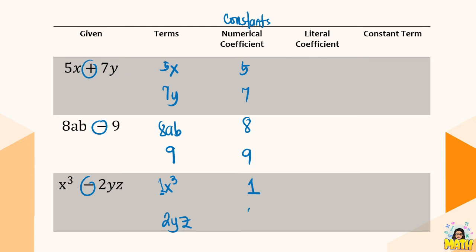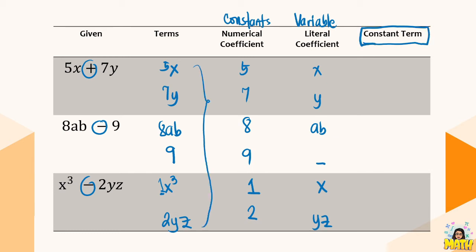And we have 2. Next is the literal coefficient, which we also call the variable. Here, the variables are x, y, ab. Dito, wala tayong makikitang variable or literal coefficient, so we leave it blank. And then here, we have x and y, z. Next is the constant term. Alin dito sa mga terms na to ang walang variable? So we have here 9. This is the only constant term.